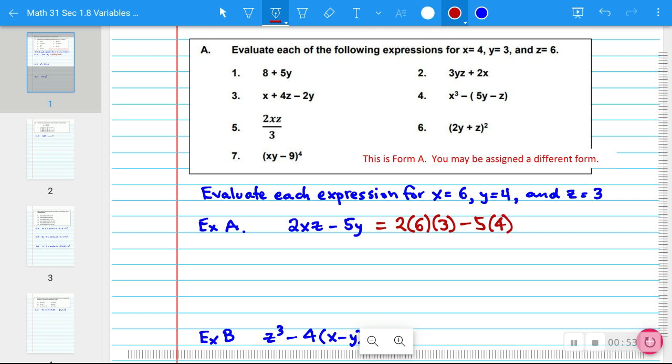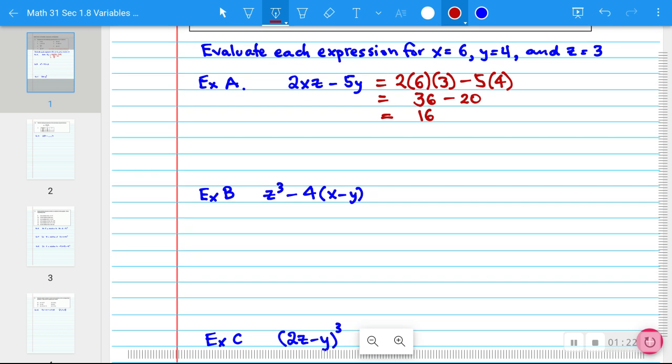Multiplication gets done first. So then 2 times 6 times 3 is, let's see, 2 times 6 is 12. 12 times 3 is 36. And then the 5 times 4 is 20. So when we finally do the subtraction, you get 16. And we've evaluated the first expression.